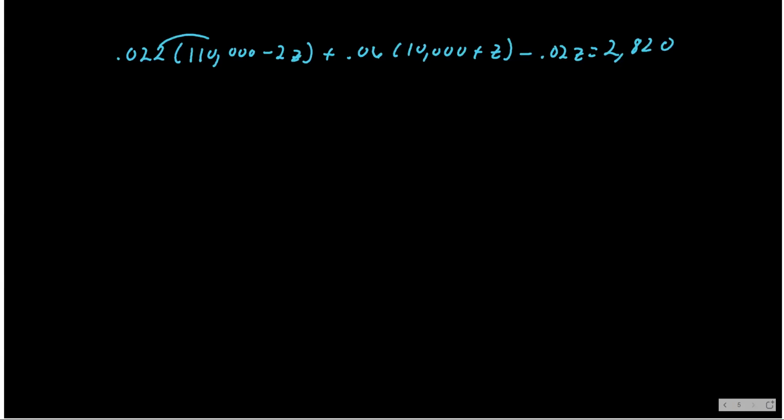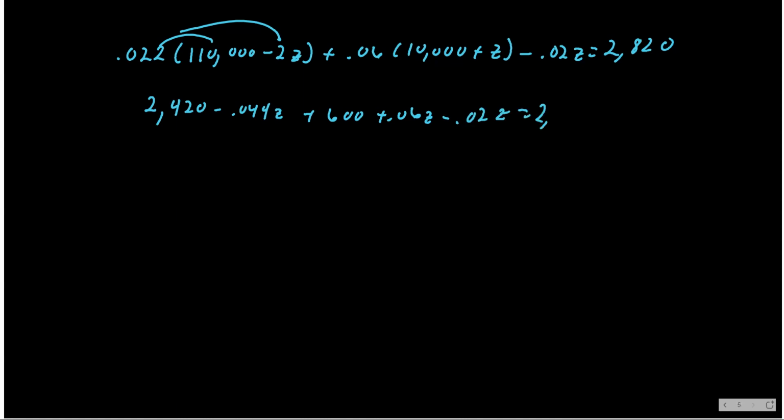All right, so then we go through the distributing process. Matthew, looked like you were on top of it. What's 0.022 times 110,000? 2,420, right? Okay, I thought you were saying 24,000. I was like, that seems a little big. All right, so 2,420 minus 0.044 Z plus 600 plus 0.06 Z minus 0.02 Z equals 2,820.